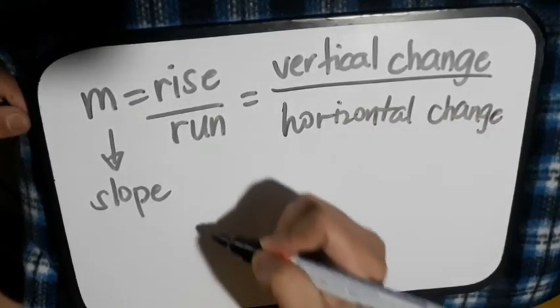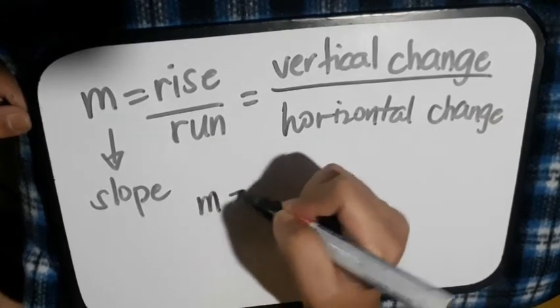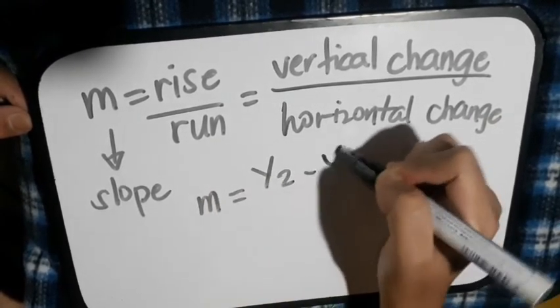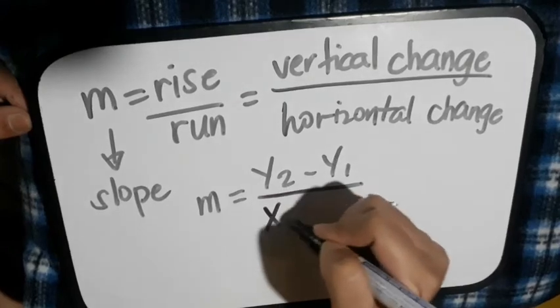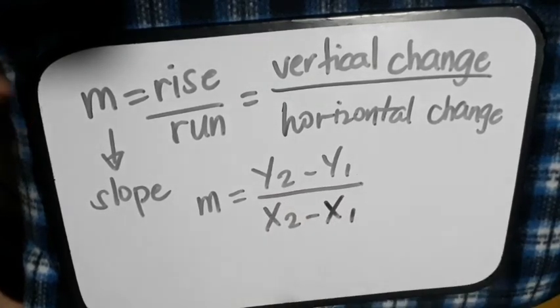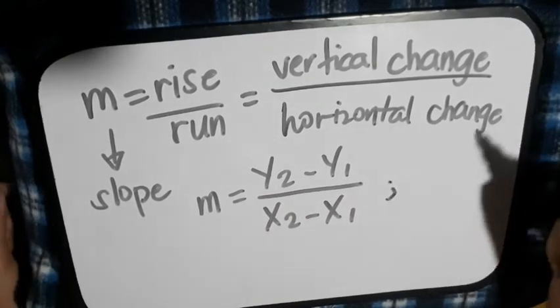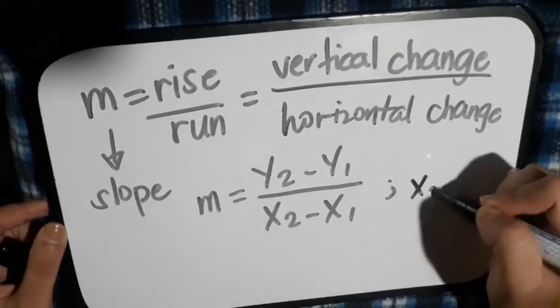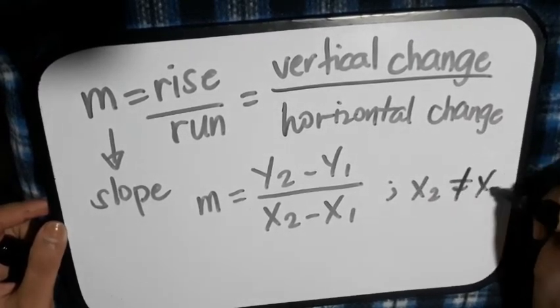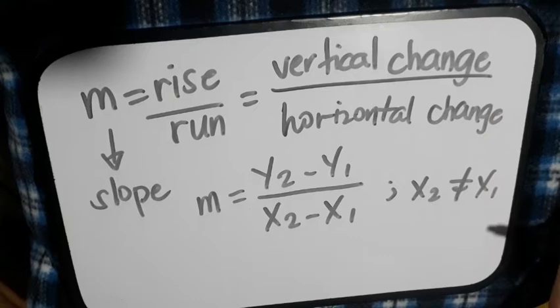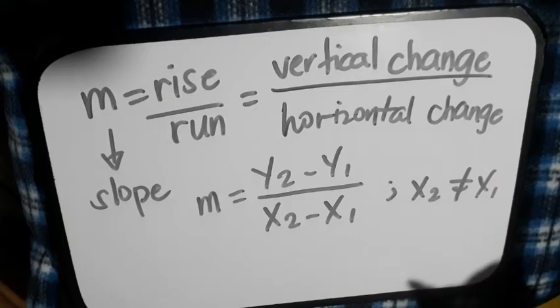Para mas maintindihan natin siya, m is equal to y sub 2 minus y sub 1 over x sub 2 minus x sub 1. Kung saan, may condition tayo na dapat si x sub 2 ay hindi equal kay x sub 1 dahil magiging undefined ang ating slope.